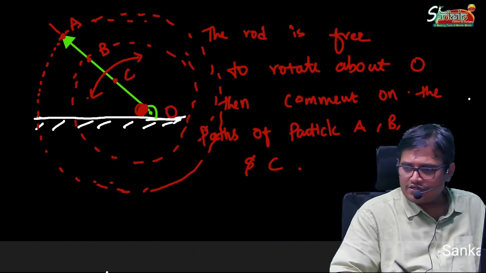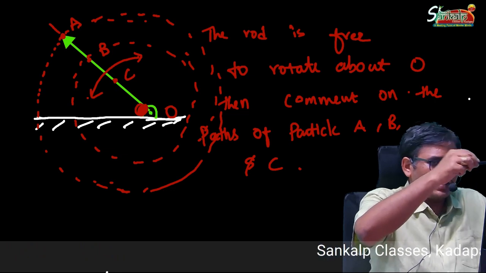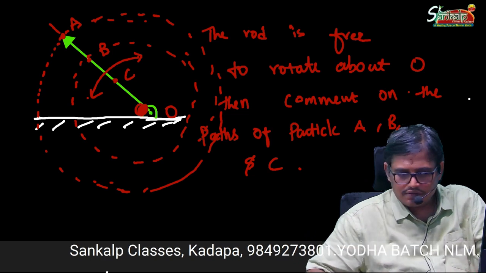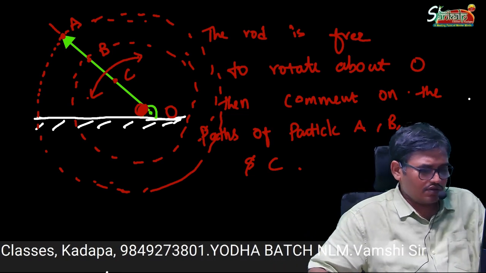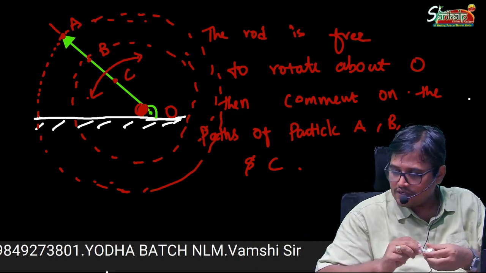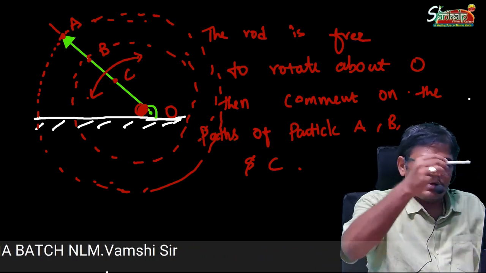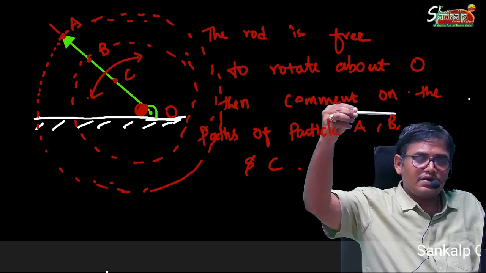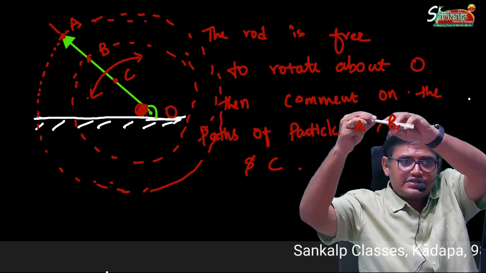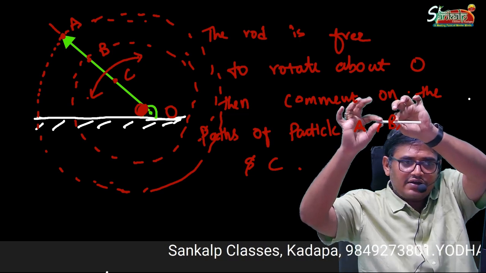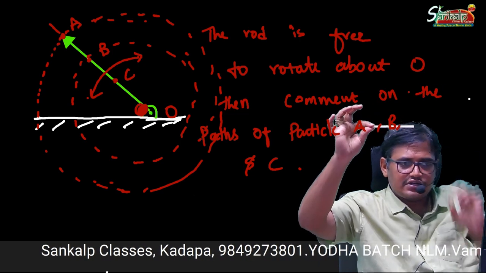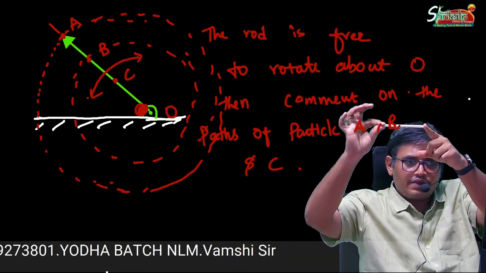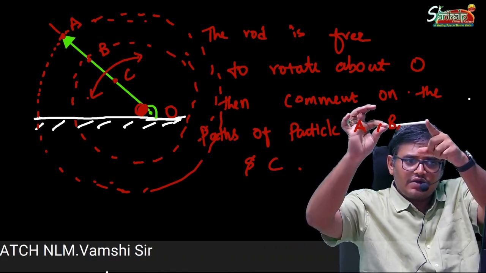Is it clear? I will demonstrate it. All of you see this marker. This is blue, black. I need some other color. Okay, you can see this easily. I fixed this, hinged it here. The other end is free to move. Now, if it is moving, which path will it move in?